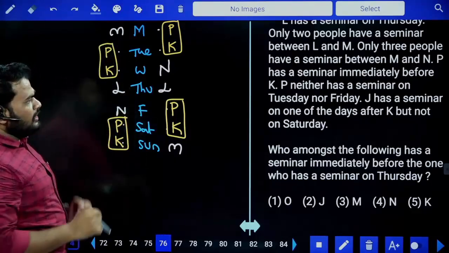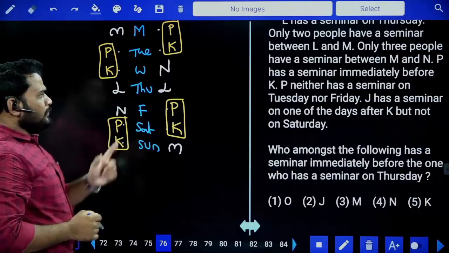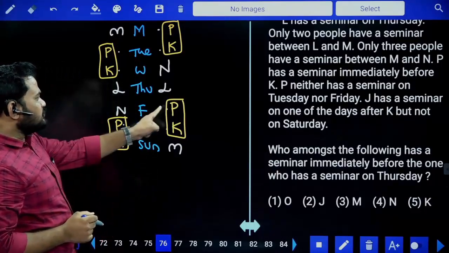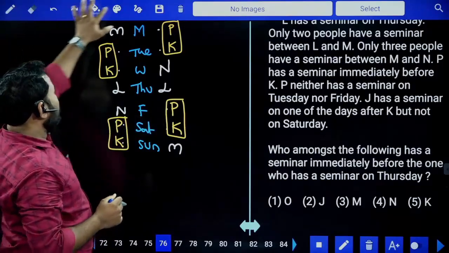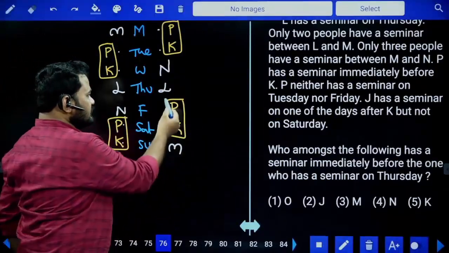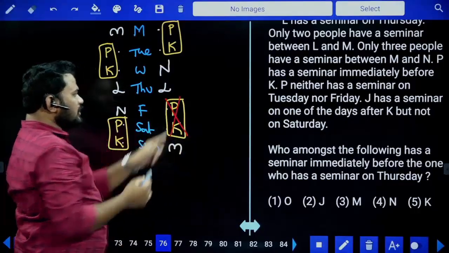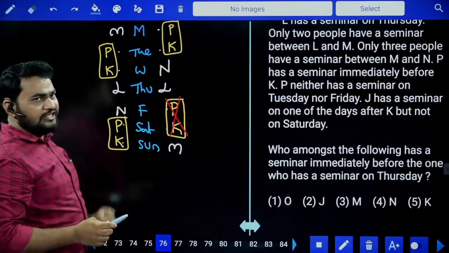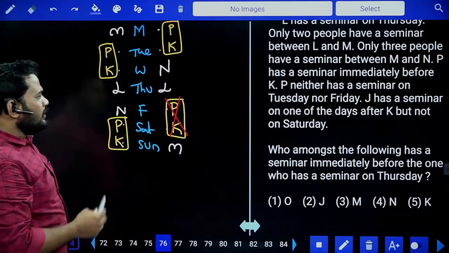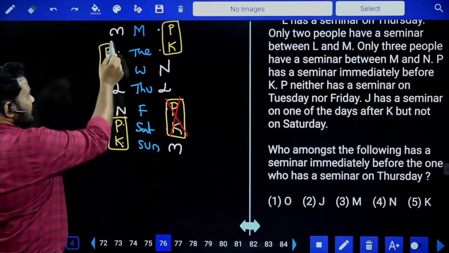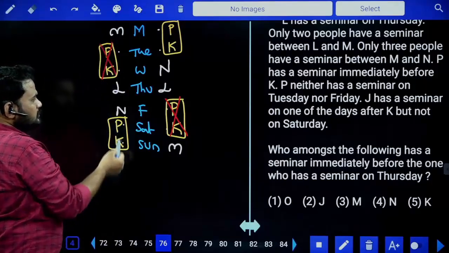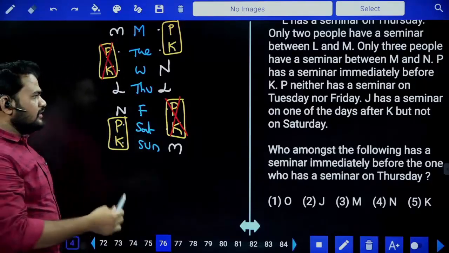Next, we have a very good condition that P neither has a seminar on Tuesday nor on Friday. P should not have a seminar on Friday, so this is eliminated. When P is eliminated, obviously K will also be eliminated. P and K will be fixed here. And in this possibility, P should not be on Tuesday, so this will be eliminated. These are the positions of both P and K.